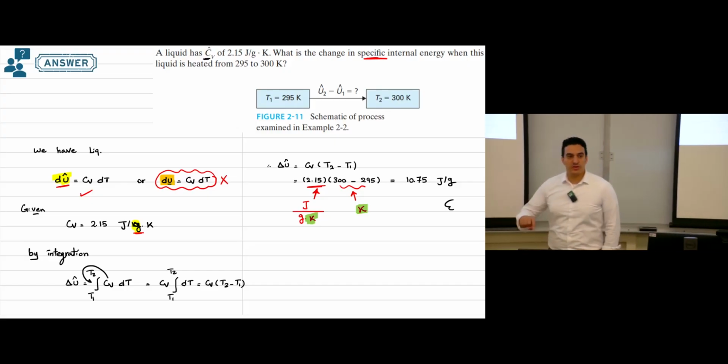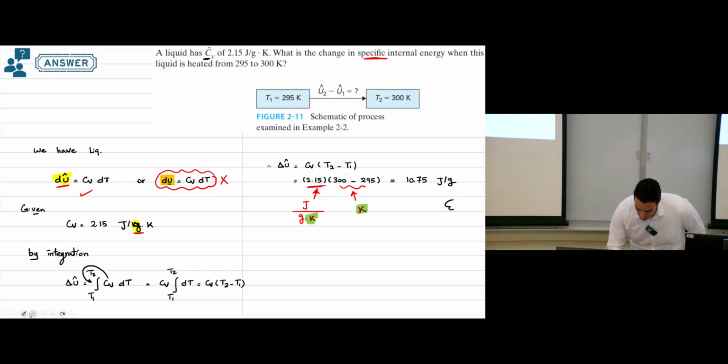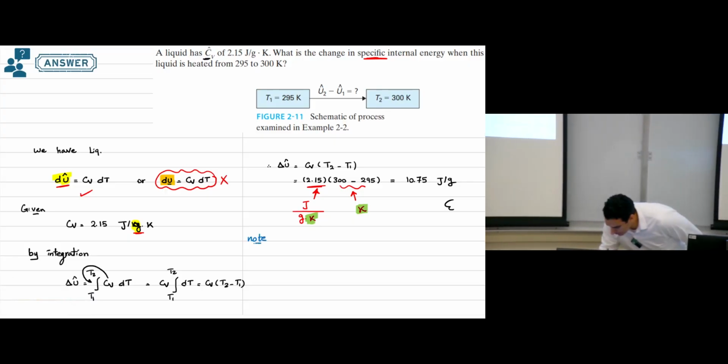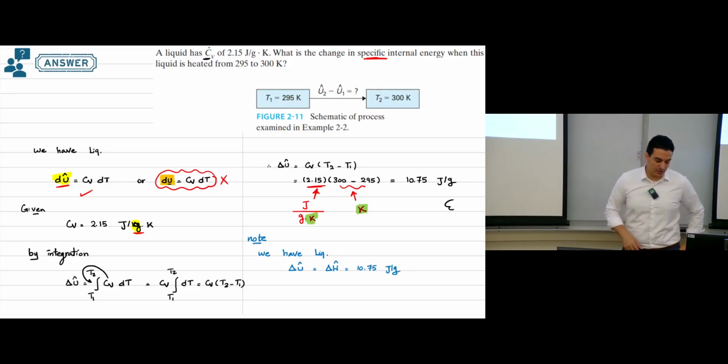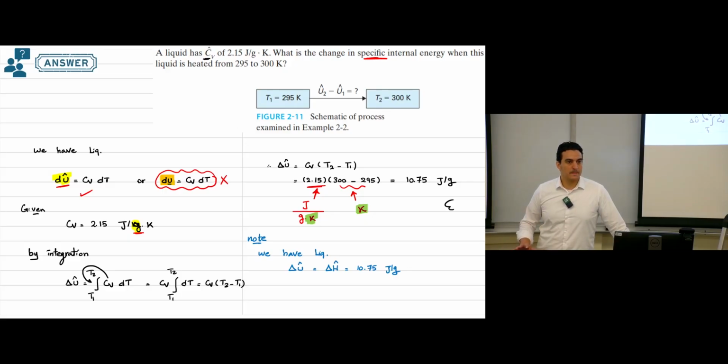So if I ask you what will be the change in the enthalpy, it will be the same value. Okay, so we can put it in a note here. Since we have liquid, this means the change in specific internal energy equals the change we have in specific enthalpy, which is 9.7 joule per gram. So this is just in case I ask you what will be the value of the enthalpy you have. Any questions?